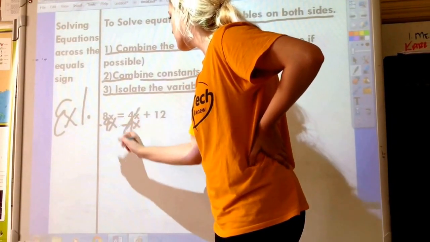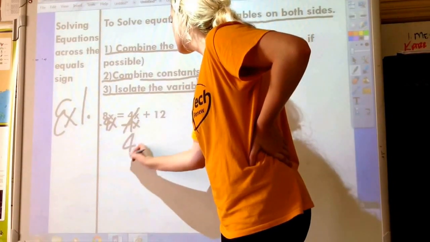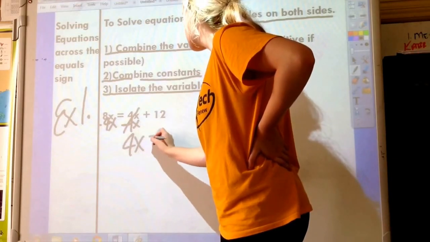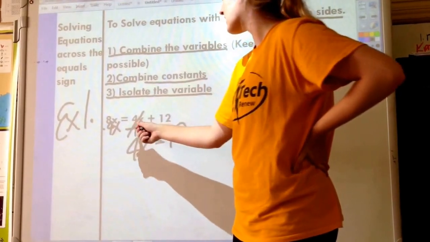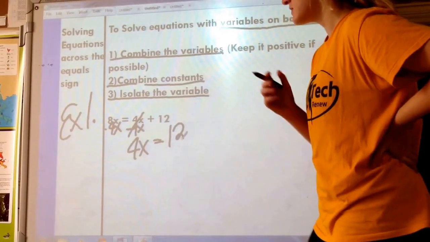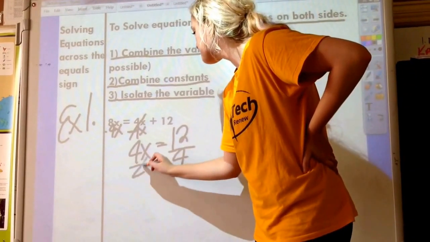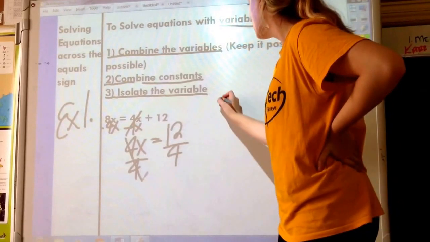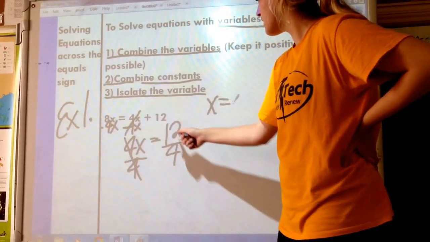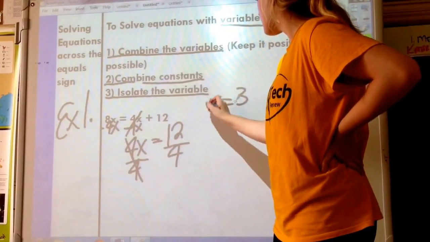And that leaves me with 8x minus 4x gives me 4x equals 12, since my 4x's cancel out on this side. Then it becomes super simple. All I have to do is solve for x. So I'm going to divide both sides by 4. My 4's will cancel out. That leaves me with x equals 12 divided by 4 is 3. So x equals 3.